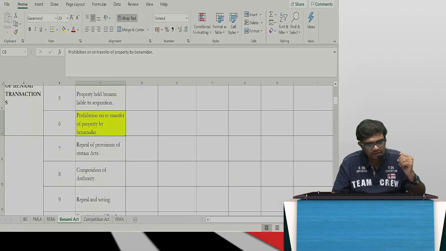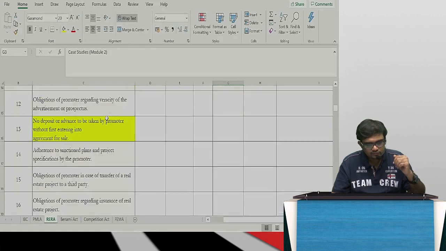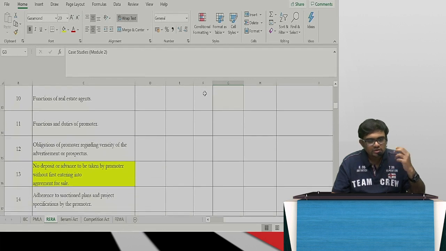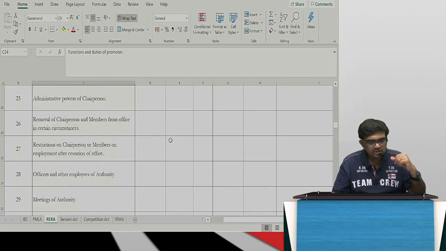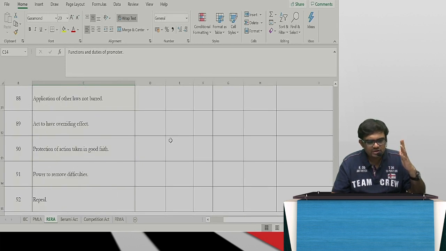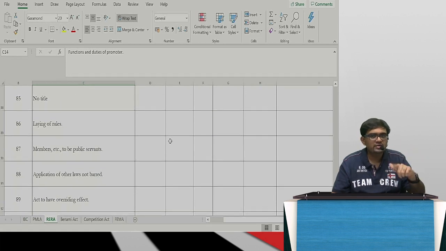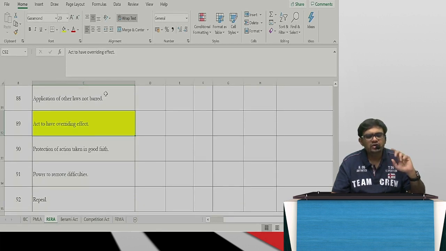I again have to come to RERA. Refund. So they are talking about the duties of the promoter. Is it his duty to give back the money and all that? So it comes under 11. Very, very simple. Then if you remember, what will override what? Will IBC override RERA? Will RERA override IBC? That also we had discussed. It comes under 89. Which act will have overriding effect over which law? Right?